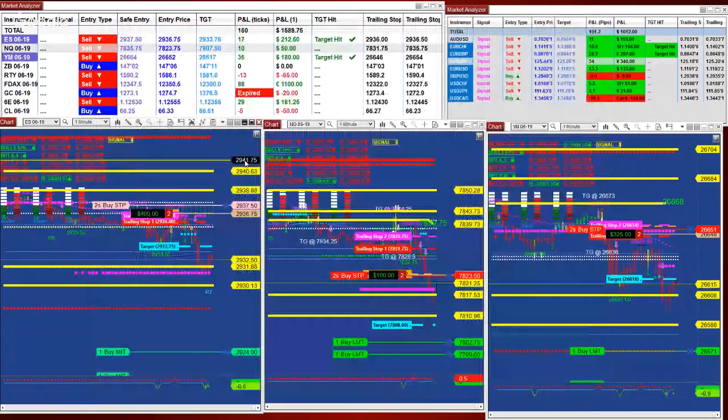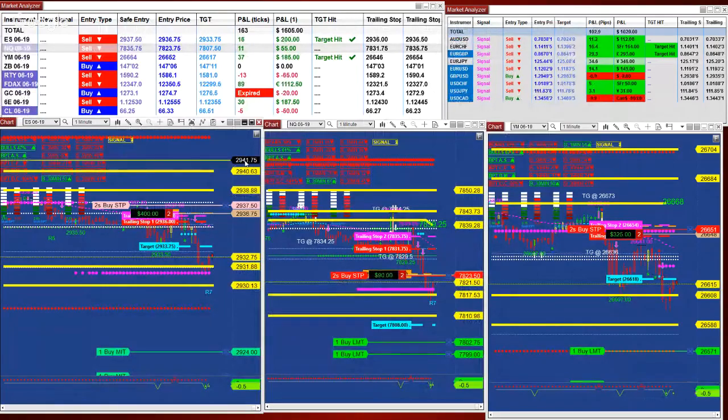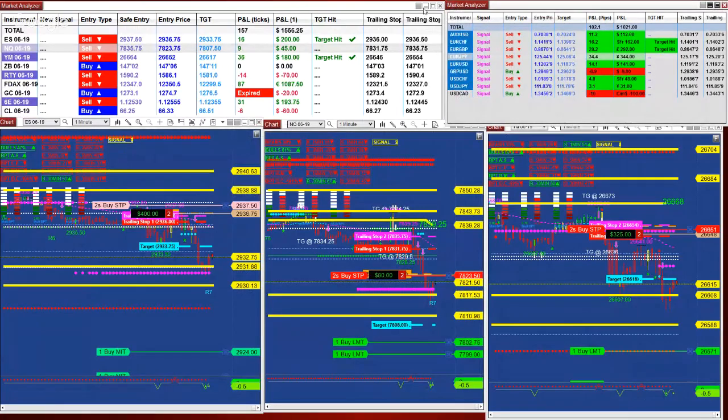For the ones who don't know how the system works, we have many different automated trades, and we will be covering some of them. On the market analyzer here, you see the sell entry and then the target. And as you see here, there are 16 ticks on that trade with the ES.